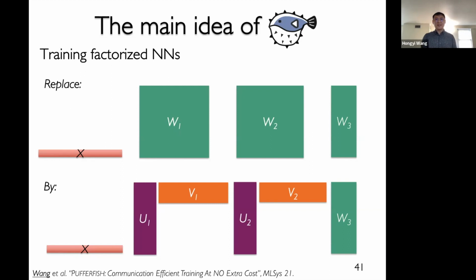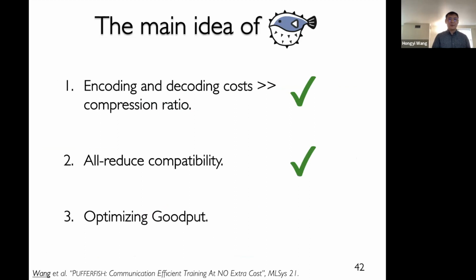It's an old idea that people have used in model compression. But in practice, there are some more things to care about. If you just do that, the encoding and decoding cost is basically zero. You don't have to do anything, because you're just training a small network. So your gradient is already compressed, it has already become smaller. And since you're just replacing one layer with two skinny layers and training another network, you're definitely compatible with all-reduce.